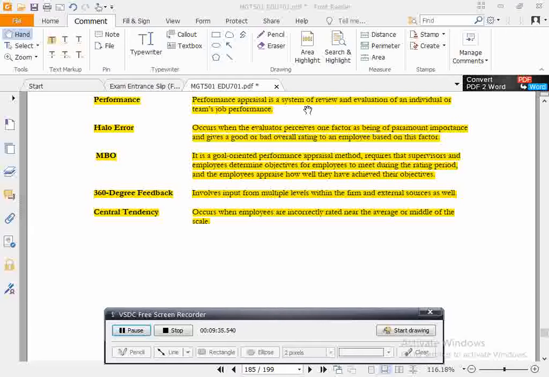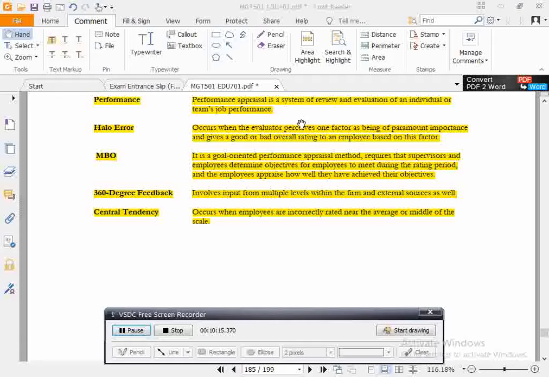Performance appraisal is a system of review and evaluation of an individual or team's job performance. Halo error occurs when the evaluator perceives one factor as being of paramount importance and gives a good or bad overall rating to an employee based on this factor.